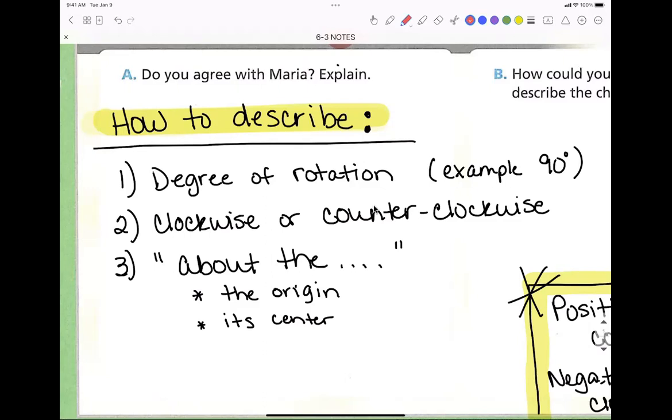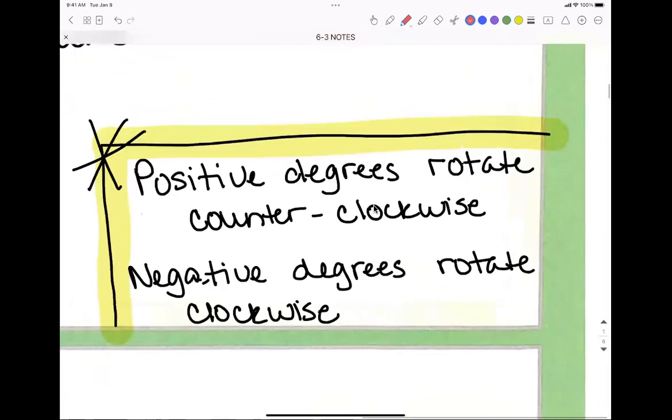All right, the next thing I want you to write down, and this is important because you're not always going to actually have the words clockwise and counterclockwise specifically given to you. So you have to know that a positive degree, write this down and highlight it. Notice this is one of those big important things. Draw a box, highlight it. Eli, you got it? Positive degrees rotate counterclockwise. Negative degrees rotate clockwise. And this is extremely important.